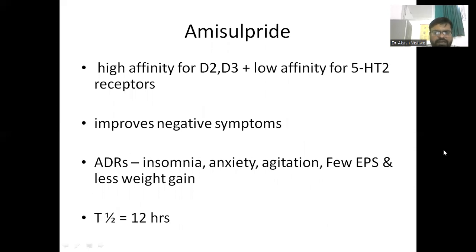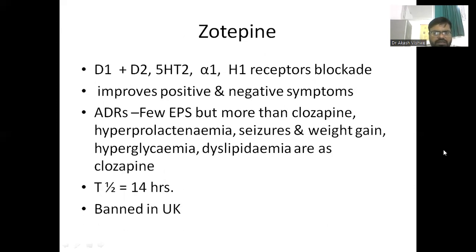Amisulpride has high affinity to D2, D3, and low affinity for 5-HT2 receptors. It improves negative symptoms of schizophrenia. ADRs: insomnia, anxiety, agitation, few EPS, and less weight gain. T-half is 12 hours.